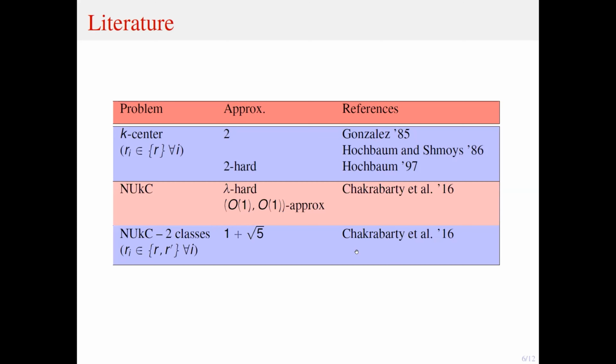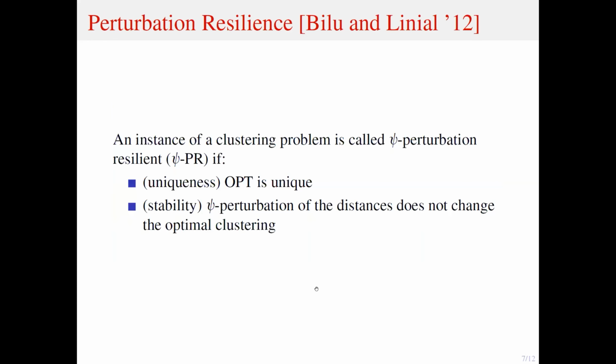And they also study the 2 radii class version of this problem where the radii parameters belong to a set of 2 values, R and R prime. So they can basically take 2 distinct values. And for this version, they obtained a constant approximation. However, even for the 3 radii class version, no approximation is known.